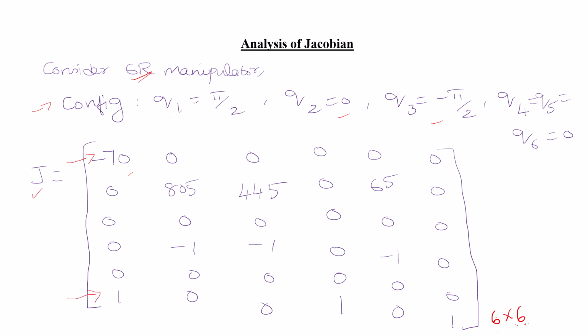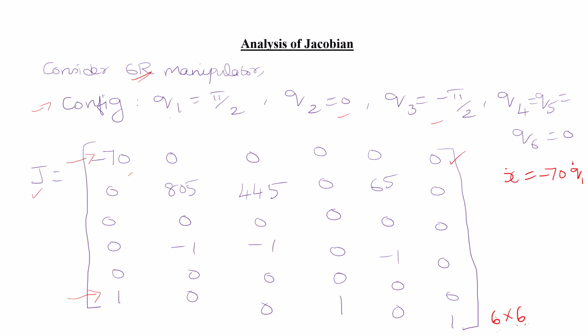From these two rows, you can get the equations. Remember, the Jacobian relates the end effector velocities with the joint velocities. So we can write x dot is equal to minus 70 times q1 dot. That is the equation that we get from the first row.